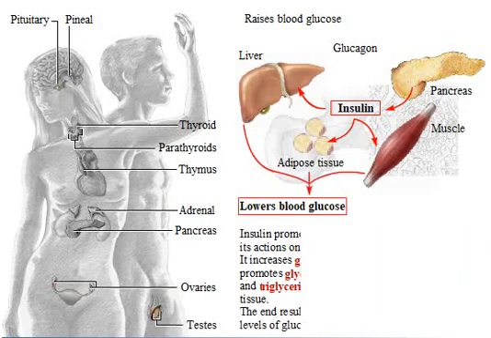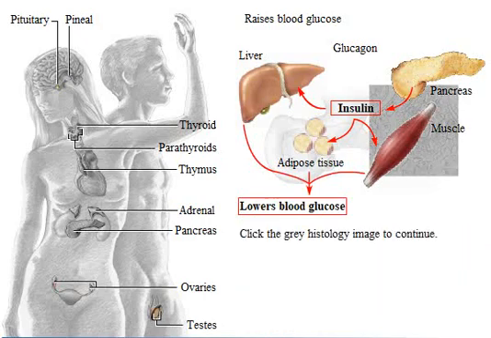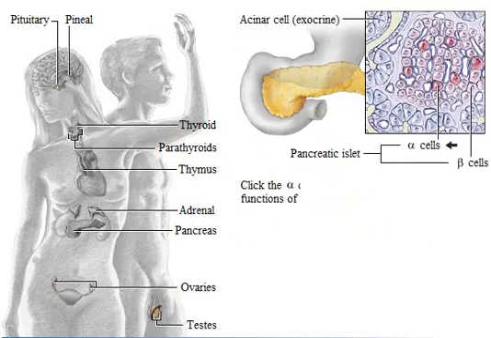Click the gray histology image to continue. Click the alpha cells to review the targets and functions of glucagon.